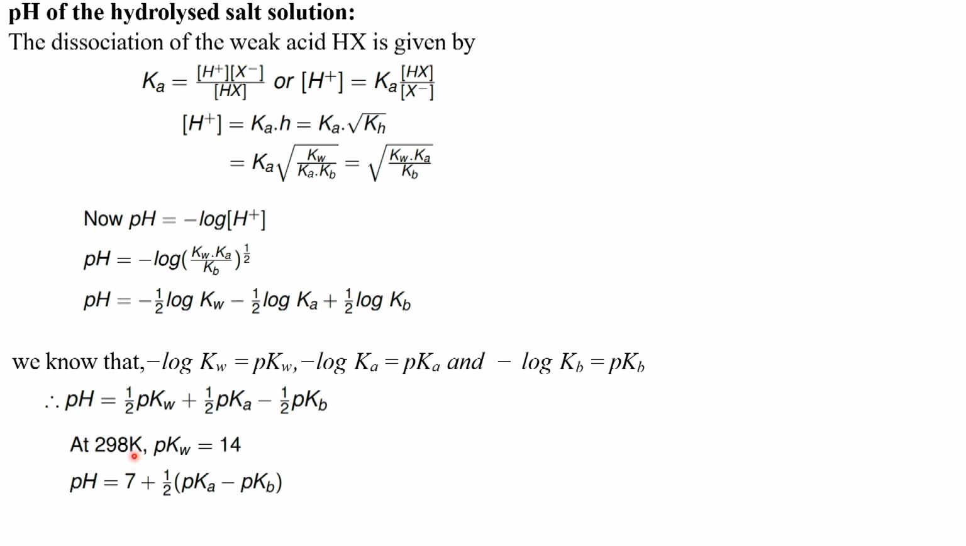And at 298 Kelvin temperature, the value of pKw is 14, that we already know. So pH will be half times 14, so it will give 7 plus half of pKa minus pKb.